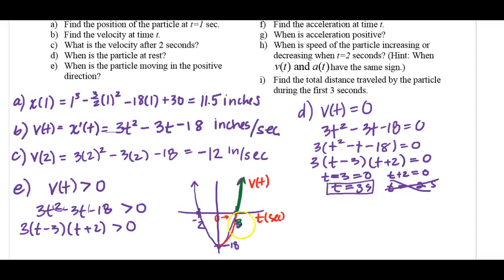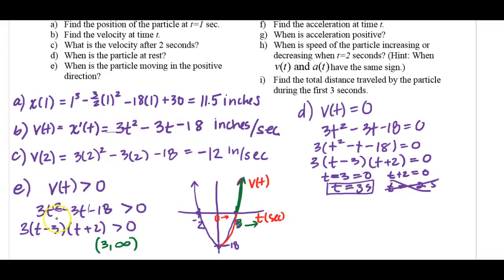So this x coordinate was 3. So from 3 to infinity, open at 3, because I want to know when this is strictly greater than 0, from 3 to infinity, this velocity graph is greater than 0. So when is the particle moving in the positive direction? Well, first we have to know that that means when velocity is positive, when velocity is greater than 0.